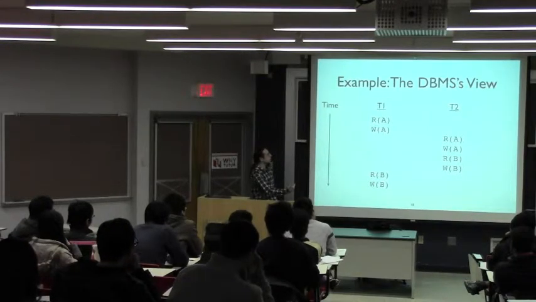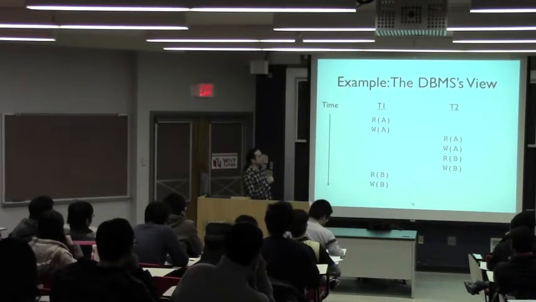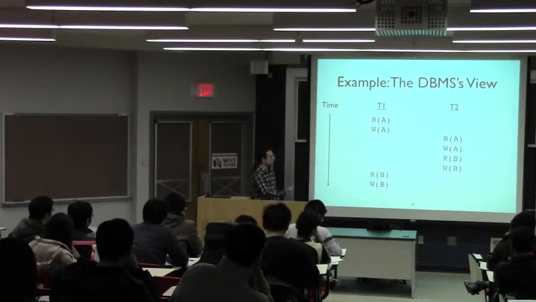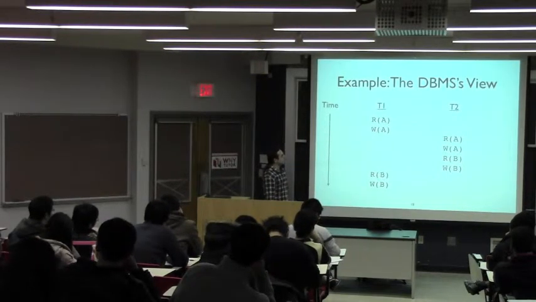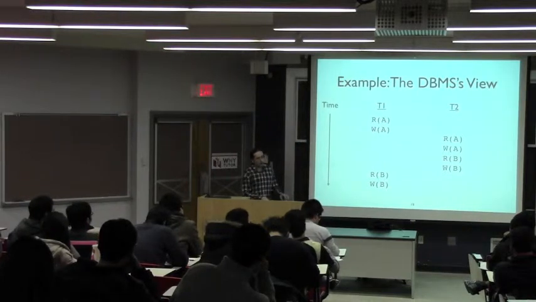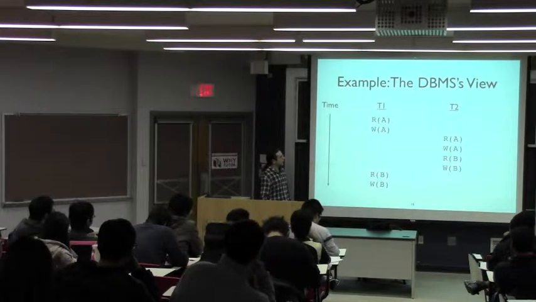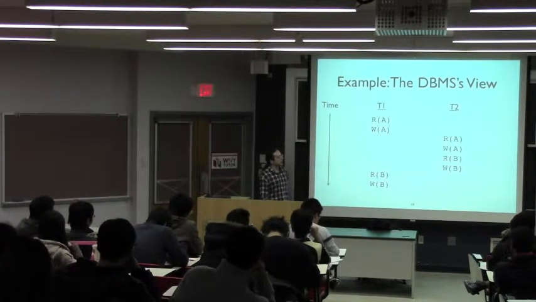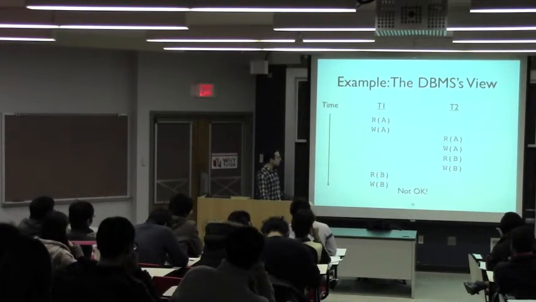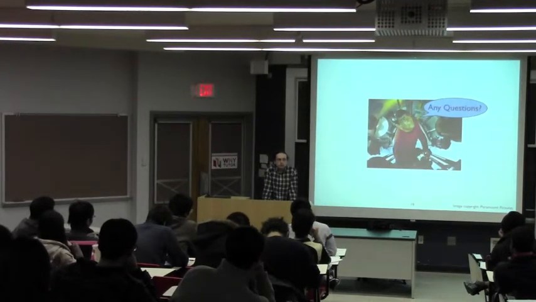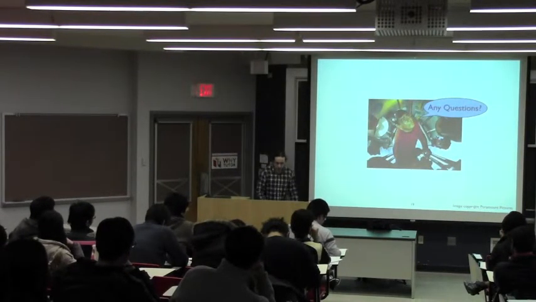T1 depends on, or part of T1 depends on a value generated by T2. T2 depends on a value generated by T1. And so there's no order that you can place those two operations in that would lead to the end result that you get as a result of executing these operations in this order. And so that's not okay. Any questions on the example? Okay.